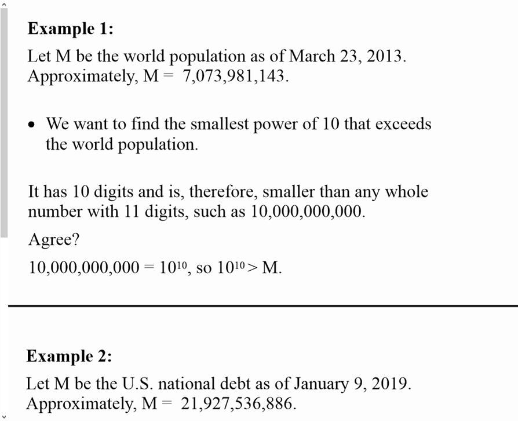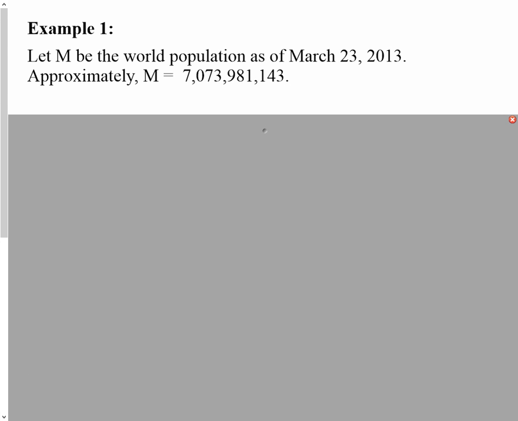Here's example 1. Let's look at the world population. Now this is in 2013, so it's a little old, but they don't do a census every year. So let M be the world population as of March 23rd, 2013. Approximately M is 7,073,981,183. So that's approximately the world population. A little over 7 billion.